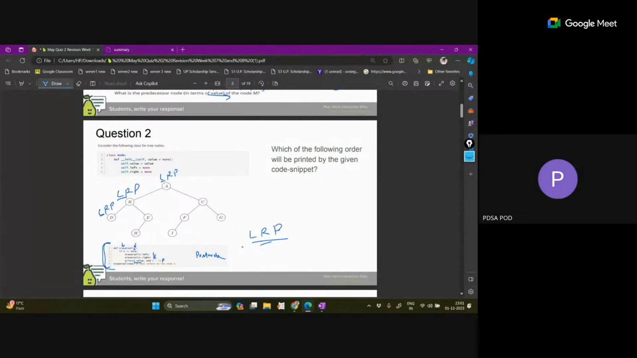Okay. So left is complete. Right is not there. Now P. So D will be printed. Okay. Same process you can apply on this subtree. So right is there. Yeah. So move here. So L, R, P. So left is there. L, R, P. Left is not there. R is not there. P. So H will be printed.